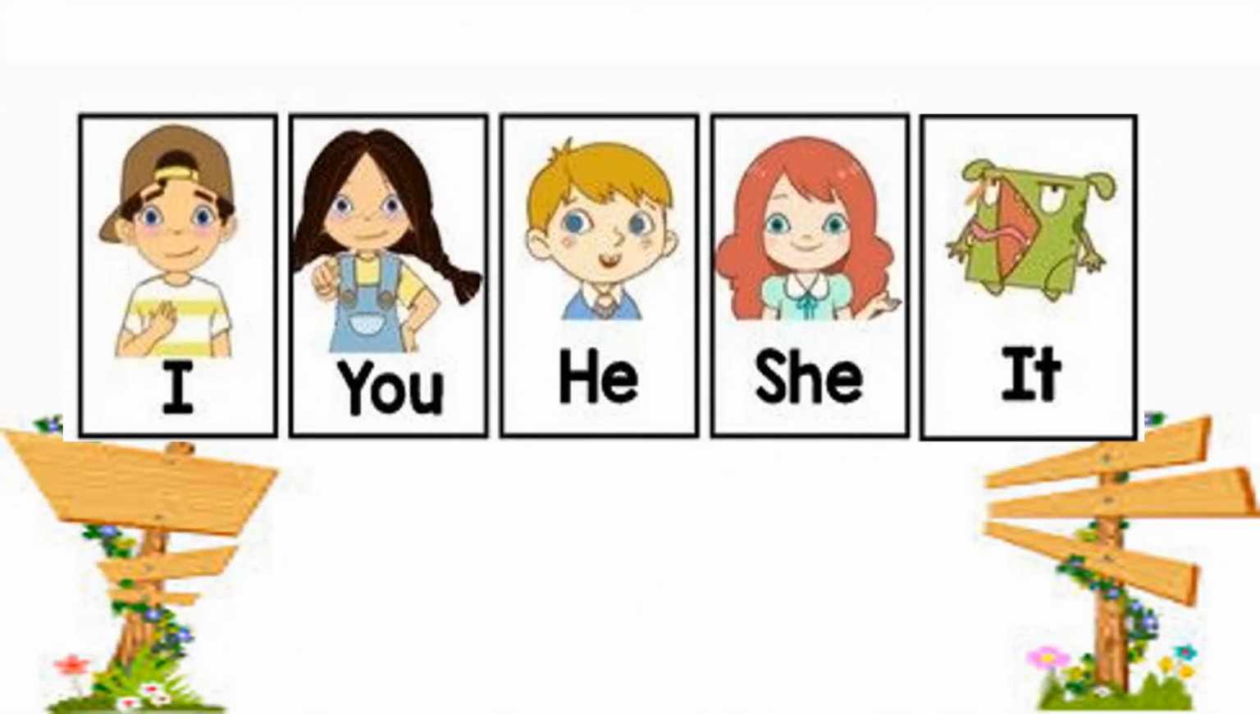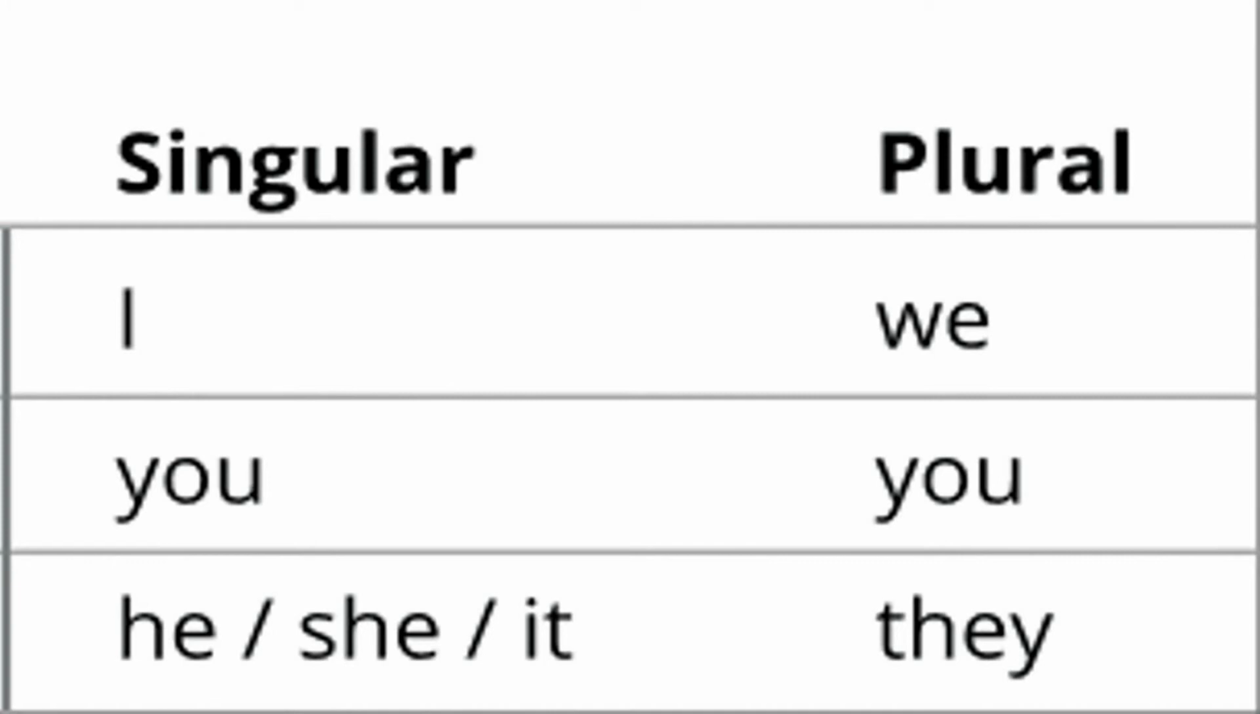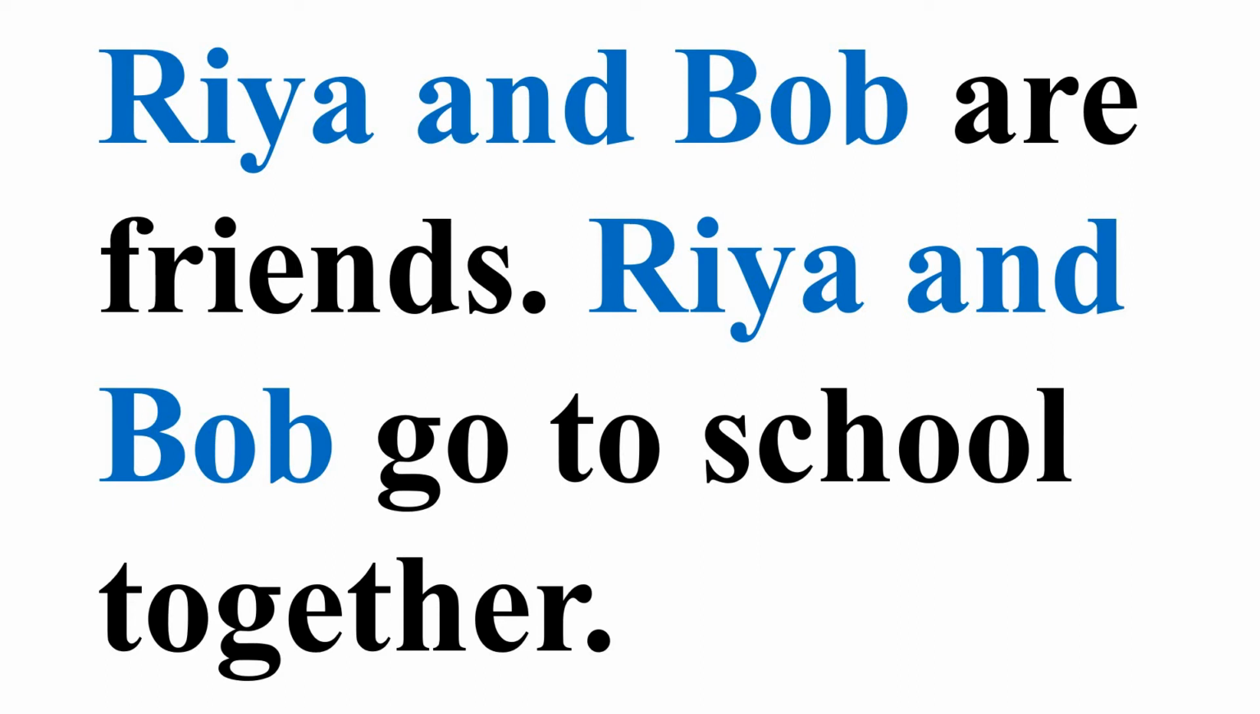Like I, you, he, she, it. These all are called pronouns. Pronouns are of two types, singular and plural. So what is a plural pronoun? A pronoun used instead of more than one noun is known as a plural pronoun. Singular pronoun, plural pronoun. In singular we use I, you, he, she, it, and in plural we use we, you and they. When there is one person it is singular, and when there is more than one we call it plural.